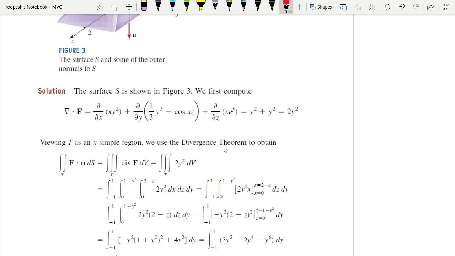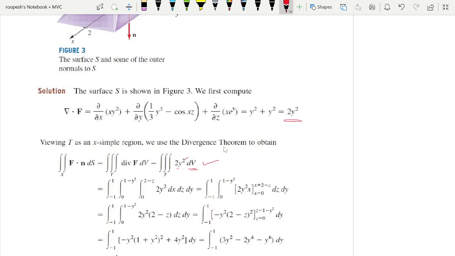So using our divergence theorem, it reduces to the triple integral of divergence of F dV, and the divergence of F we can easily calculate here. That's going to be 2y square. So substitute 2y square here. You will get the triple integral over T of 2y square dV, right? So now we want to split into these three integrations and we want to put the limits also.